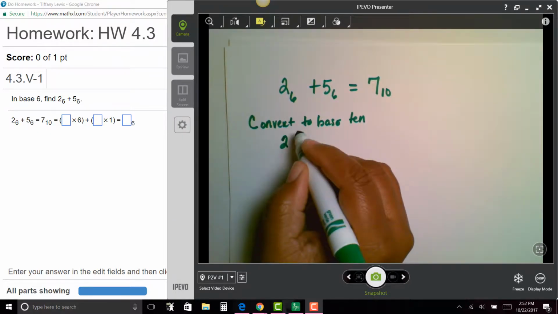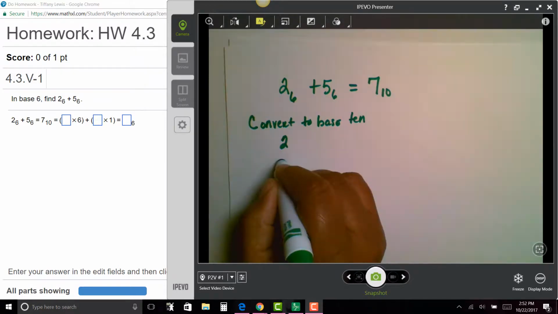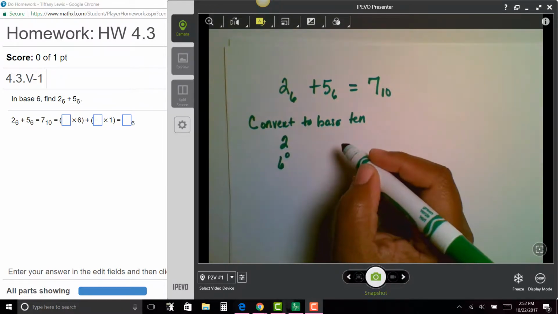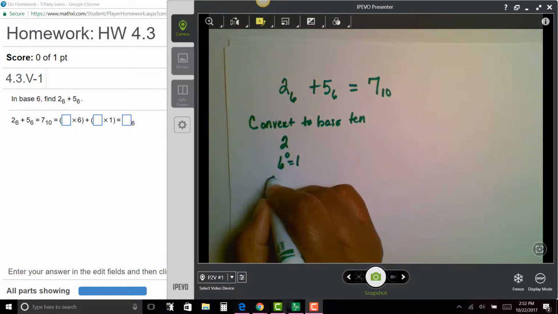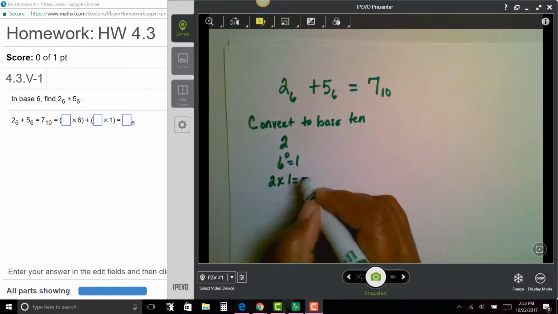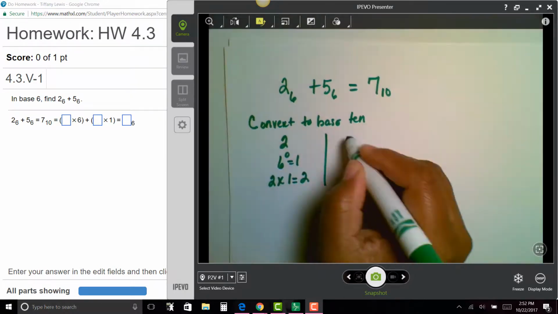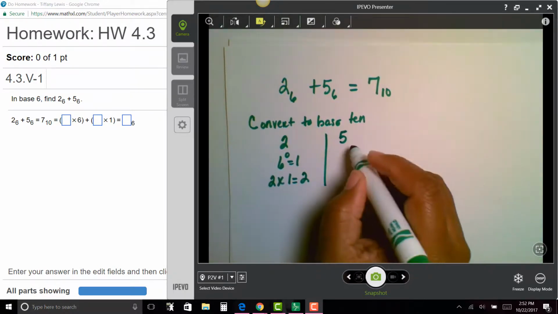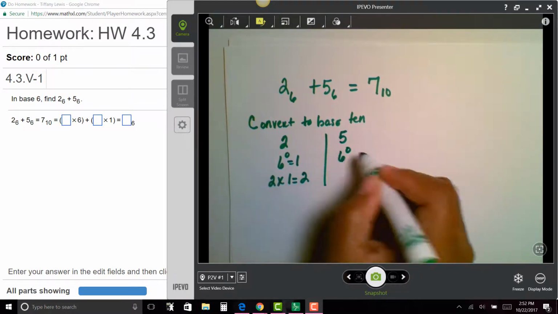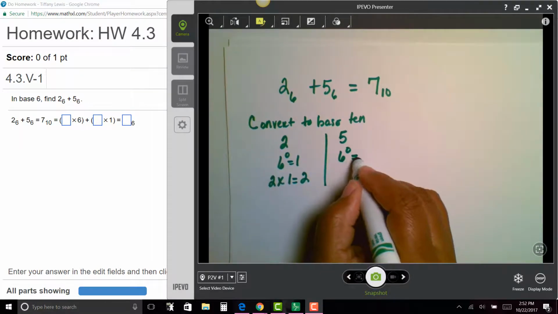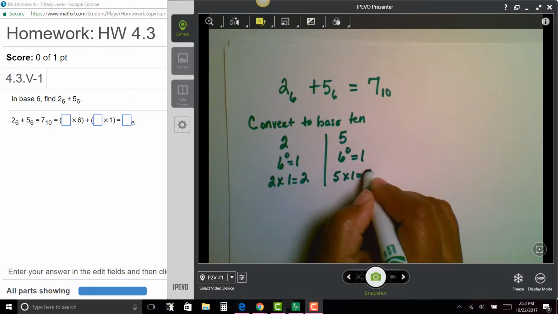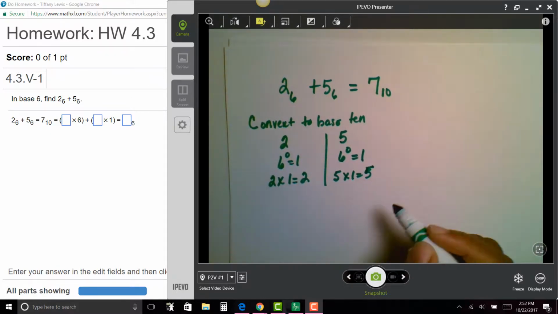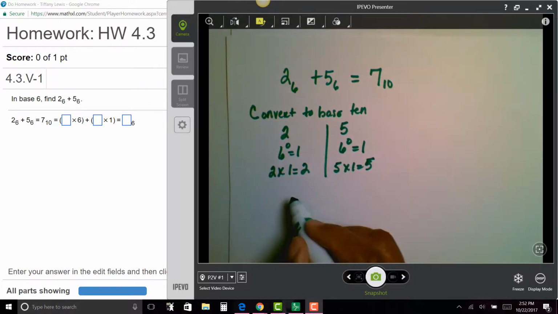So 2 base 6, remember, we're saying 6 to the 0. So in turn, you're saying 2 times 1, that gives us 2. And then converting 5 base 6, we're saying 5 times 6 to the 0 power. And then we're saying 6 to the 0 power is 1. So that is 5 times 1, which is 5. So when we add, that was the first step.